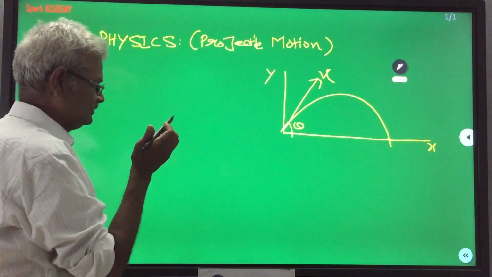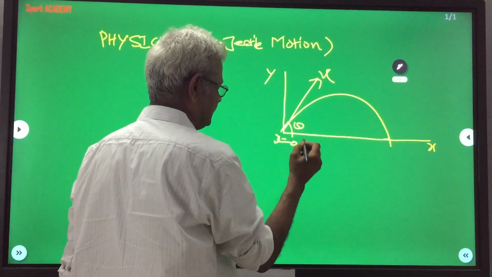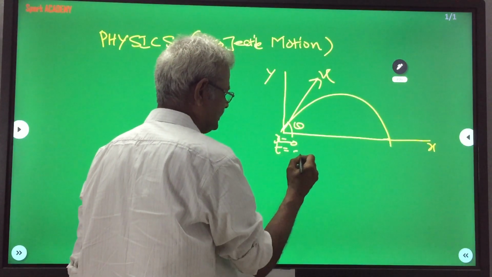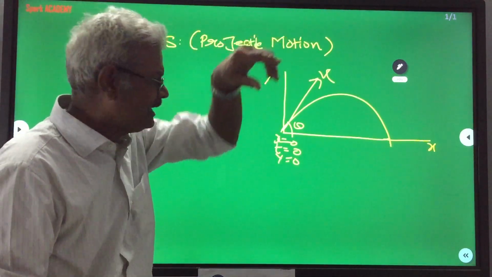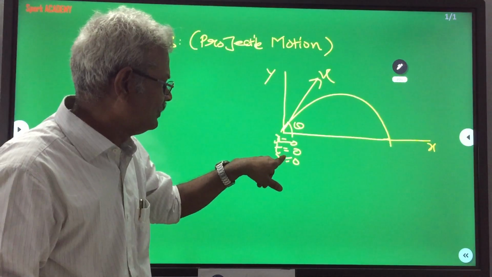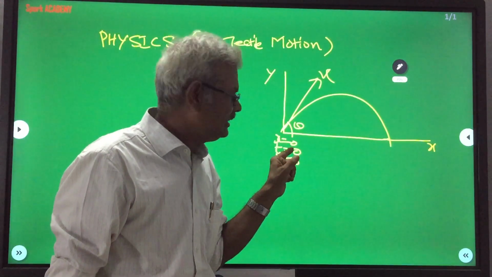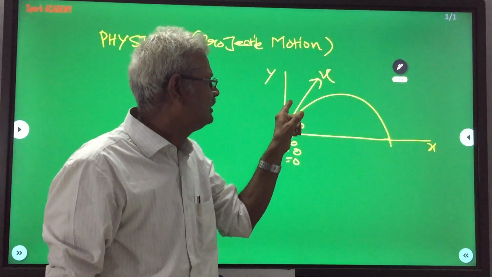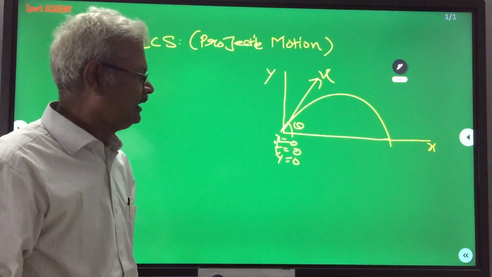See here, let us take, this is x equal to 0. At what time, t equal to 0, y is equal to 0. So what I mean is I am defining the origin. x equal to 0, y equal to 0, time is equal to 0. That means the time is taken with reference to the point where the object is projected with an initial velocity u at an angle theta. Clear?